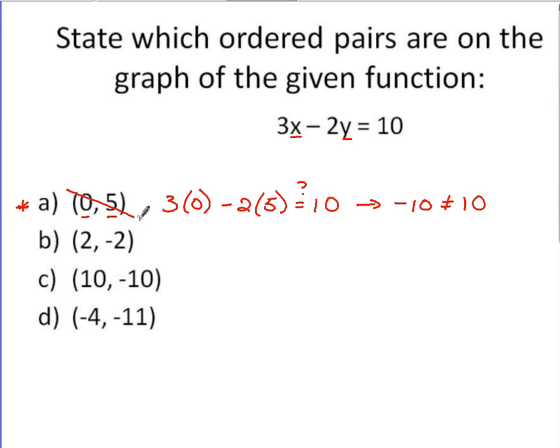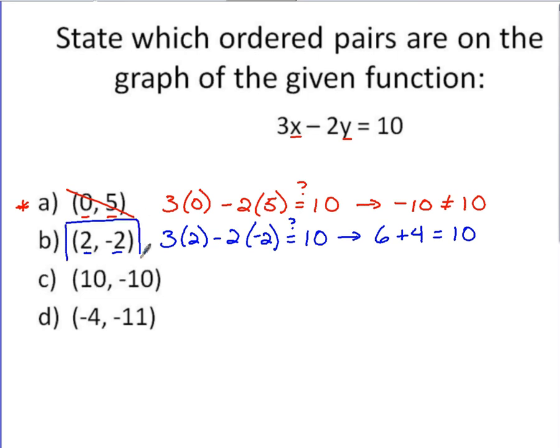But try the same thing with 2, negative 2. If I take 2, I plug in for x. I take negative 2, I plug in for y. I've got 3 times 2 minus 2 times negative 2. Does that equal 10? You do the calculations here. You've got 6, and then you've got negative 2 and negative 2, so plus 4. That will equal 10, right? So I could say that this ordered pair, 2, negative 2, definitely lies on the graph of this function.